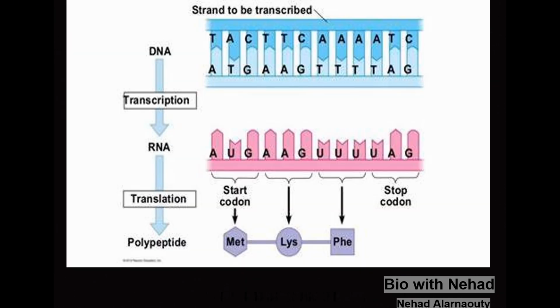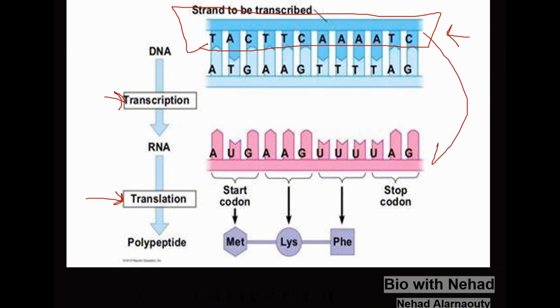Just to remind you of what we were talking about in the last video: protein synthesis. Protein synthesis has two steps. The first one is transcription, the second one is translation. Basically, transcription is about making a copy of mRNA from a DNA template. So this is the DNA template. A complementary copy will be transcribed here. This is the mRNA.